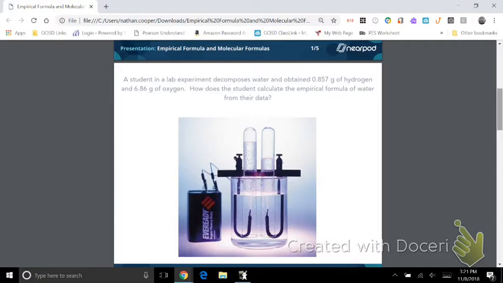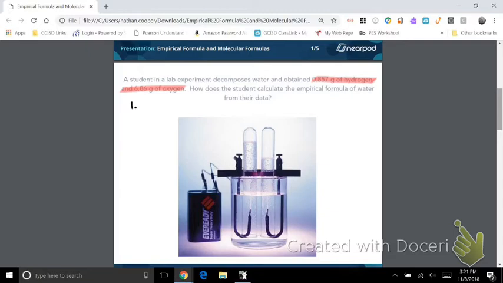We get a certain amount of hydrogen gas, and we get a certain amount of oxygen gas. And this is how we know how to write formulas, because we didn't always know that H2O was the chemical formula for water. But by doing experiments, it led to the development of our chemical formulas. So anyway, how do you solve an empirical word problem? Well, the first thing I need to do is change grams to moles.